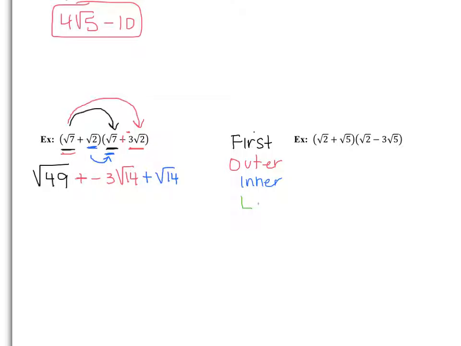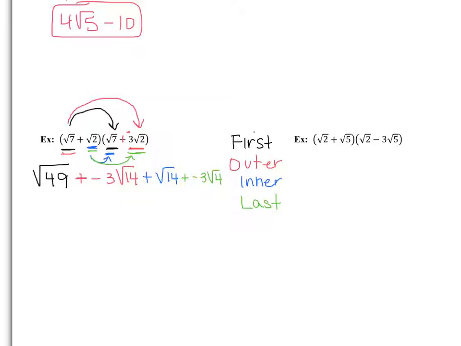Now I'm going to go to last. That's what the L stands for in FOIL. Radical 2 comes last, and negative 3 radical 2 comes last. I'm going to multiply those and bring down my plus sign, and I get negative 3 radical 4. So again, FOIL is first, outer, inner, last. Really you're just distributing twice: radical 7 got distributed, radical 2 got distributed. I definitely think it's helpful to change any minuses to plus negatives before you begin.